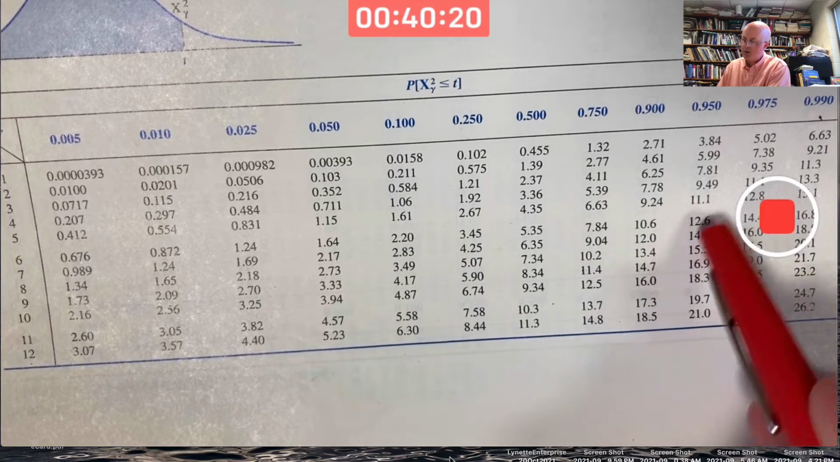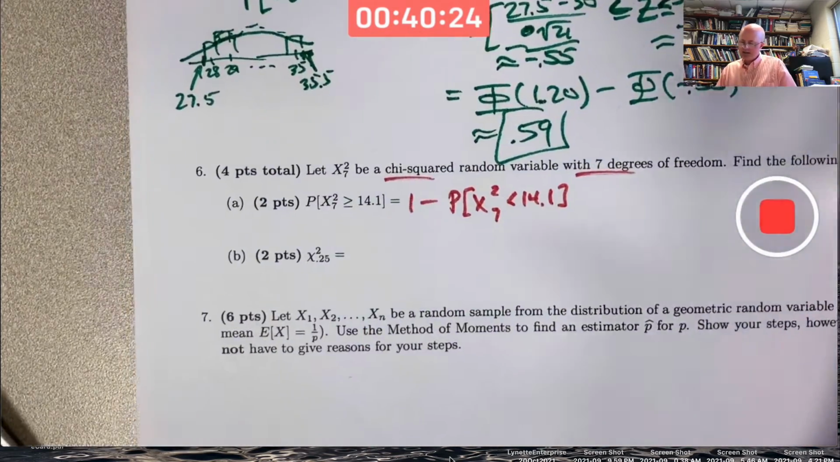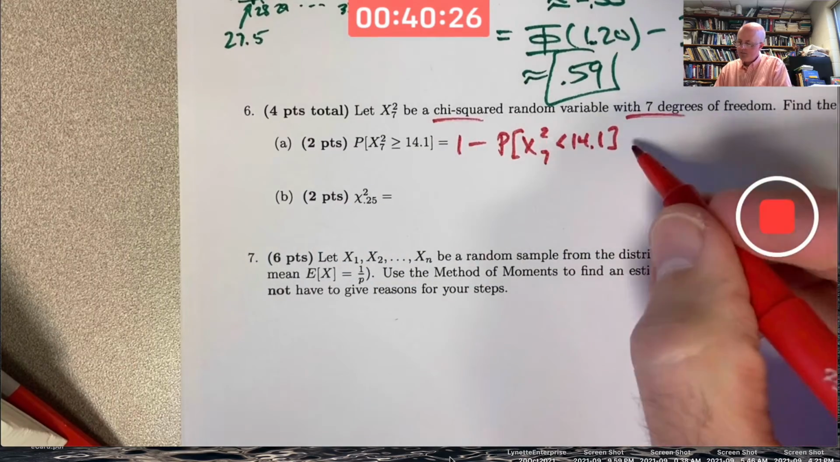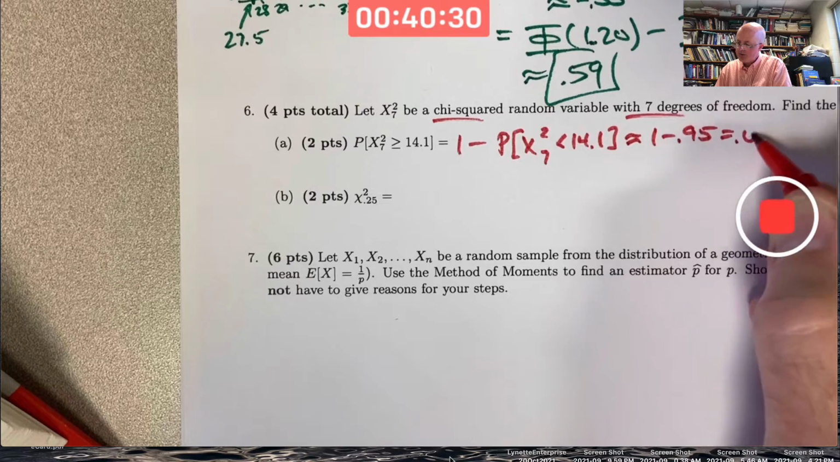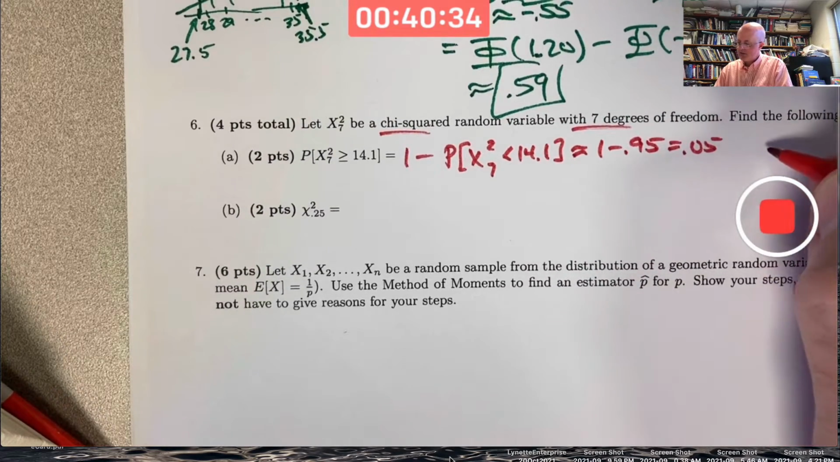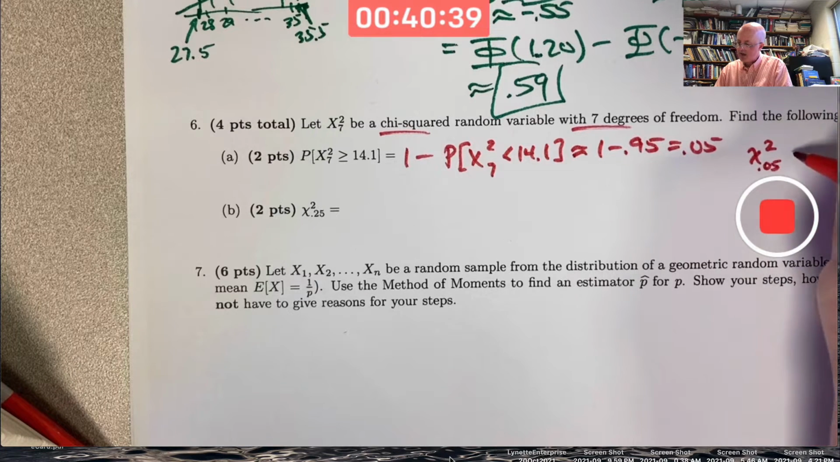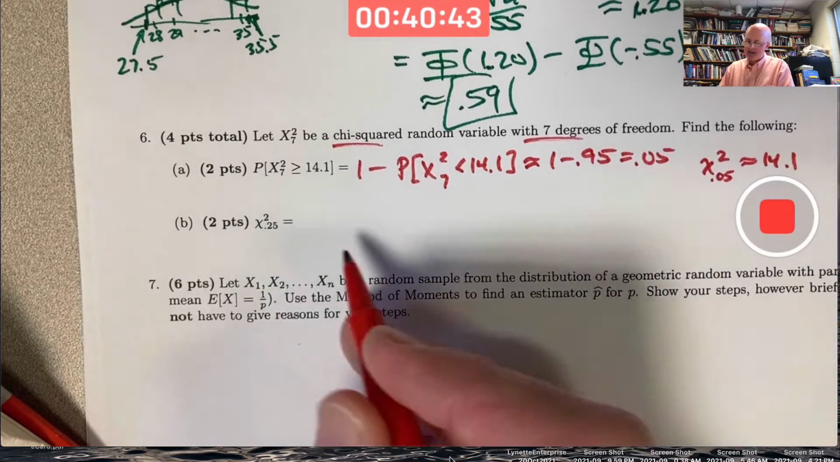7 degrees of freedom, it's below 0.95. The CDF value's up there. This is approximately 1 minus 0.95. The answer is approximately 0.05. And that would mean also in the 7 degrees of freedom case that little chi-squared sub 0.05 is approximately 14.1. And that is the kind of thing I'm asking here.